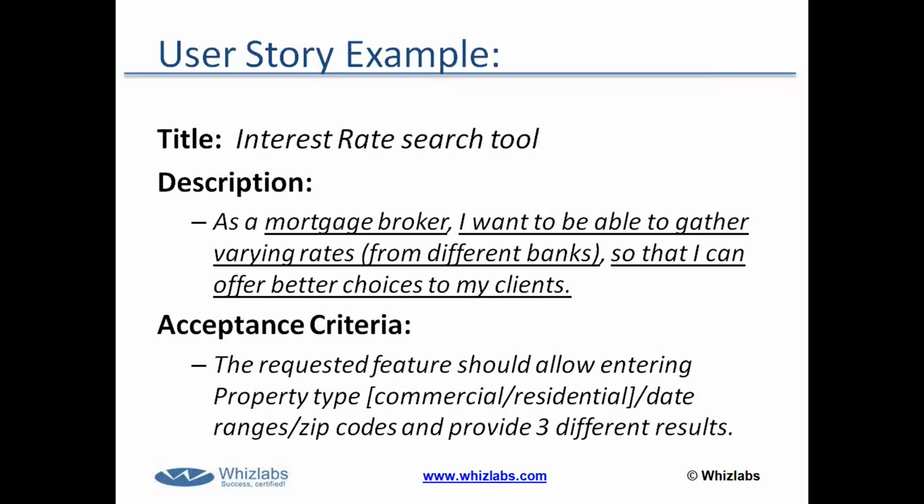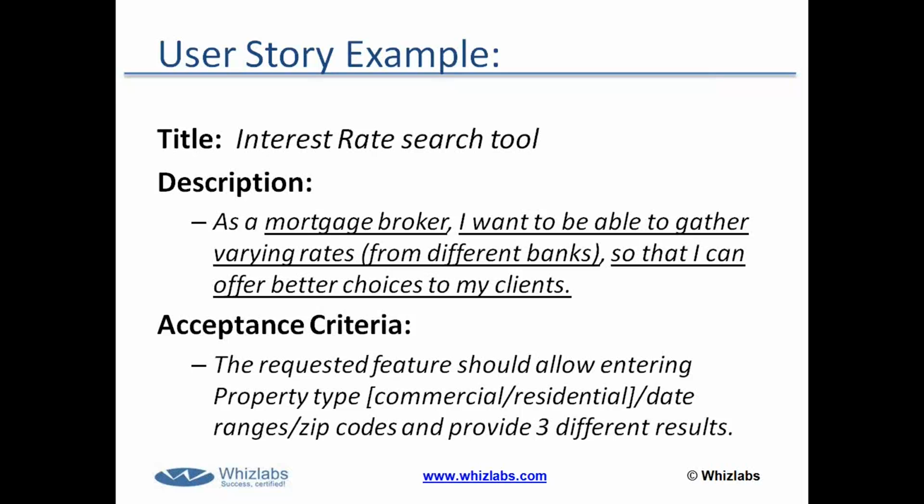The description says, I, as a mortgage broker, right, meaning that is my role, I am the end user, I, as a mortgage broker, want to be able to gather varying interest rates from different banks. That's the second part of the user story, so that I can offer better choices to my clients, right? That is the reason why I want this. So I want a feature that allows me to gather varying interest rates, right? So the feature means that the application needs to go out to the internet and go to 3 different banks, pick up their current interest rates and come back and give them to me so I can present them.